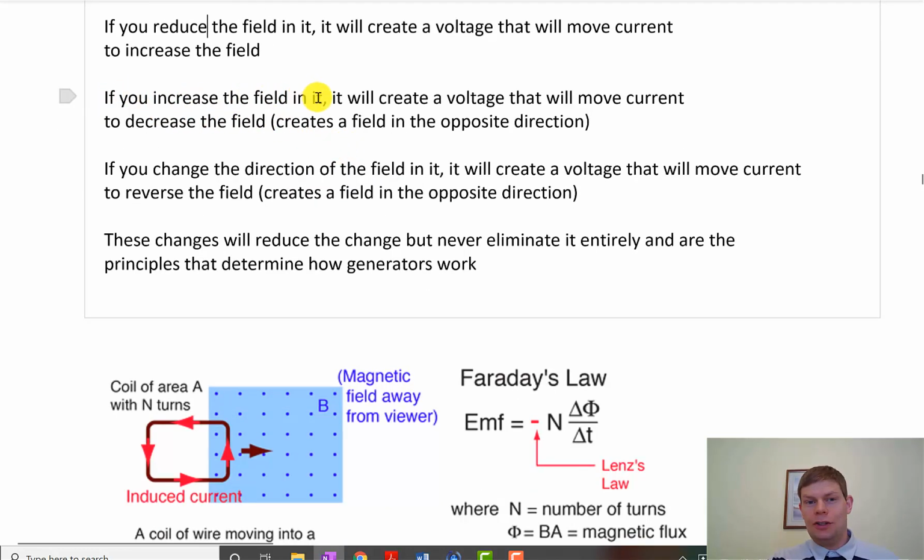And if you increase the magnetic field, it's like, "Back in my day, we didn't have very much magnetic field, and that was good." So it'll induce a voltage that'll move current to decrease the field. It'll create a magnetic field in the opposite direction that cancels out part of the increase for a while. Again, you need constant change to keep a constant voltage. And if you change the direction, it'll create a voltage that'll move current to reverse the field, in the direction that it was originally. These changes will always reduce the magnetic field for a bit, but they never eliminate it entirely, and they're principles that determine how generators work.